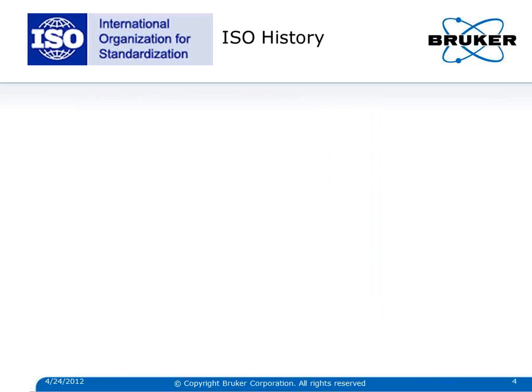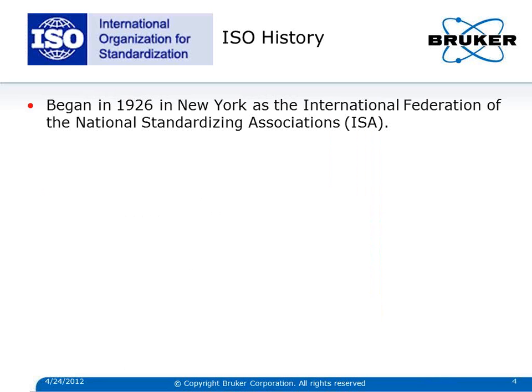As far as ISO is concerned, ISO was also started in the United States in 1926. It was originally called ISA, not ISO, which was the acronym for the International Federation of National Standardization Associations.